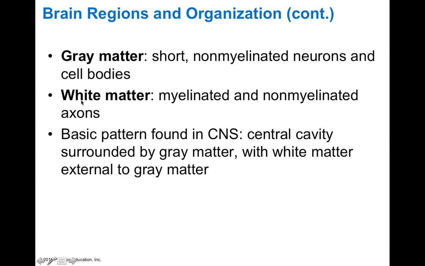And the reason why white matter is lighter than gray matter is that it's primarily made of myelinated axons that are mostly made of lipids, and lipids are kind of whitish, which gives white matter its lighter appearance. Gray matter is mostly made of non-myelinated neurons and cell bodies, but because these cell bodies contain a lot of organelles and protein, it gives them more of a grayish appearance.